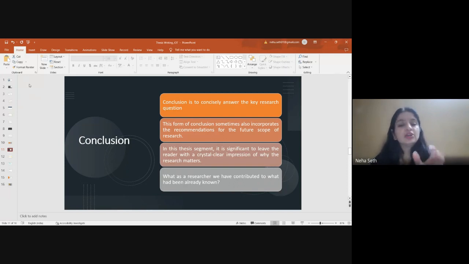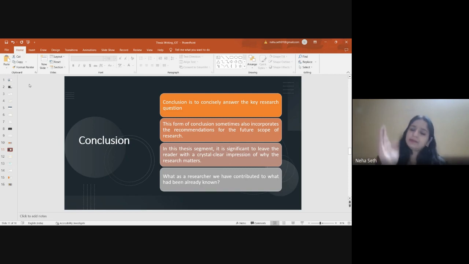The conclusion is to concisely answer the key research question. It should be presented in such a manner that, when we have quoted our research questions, our results and interpretations are able to answer them. We should clearly give answers to our research questions in this particular topic. This form of conclusion sometimes also incorporates recommendations for the future scope of research.